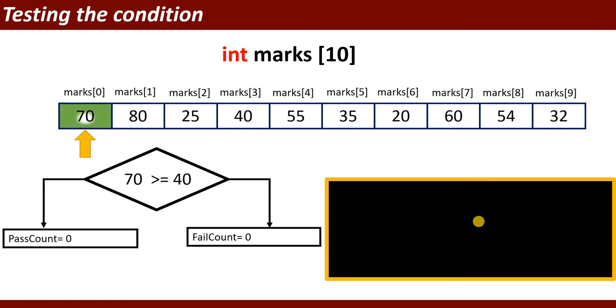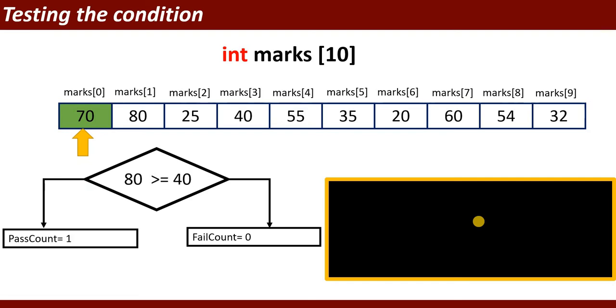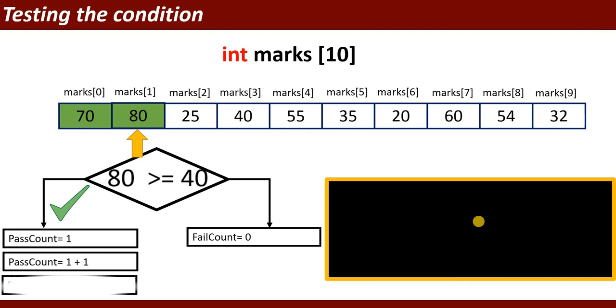Suppose 70 greater than equal to 40, it will test the condition. If this condition is true, then pass count will increment by 1. Next, I will check 80. Value is 80. 80 is greater than equal to 40. This condition is also true. Then it will also increase value in pass count. Now pass count value is 2.